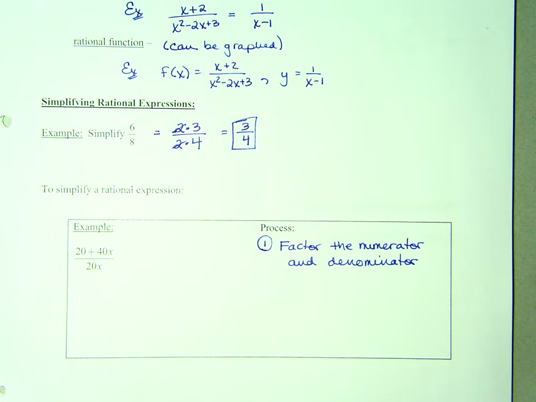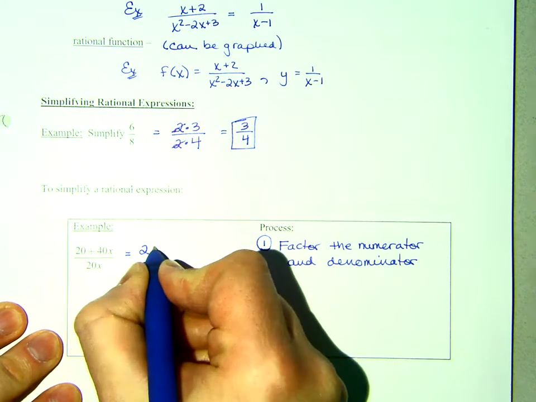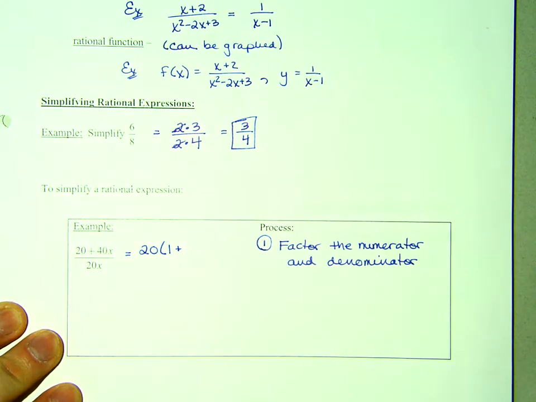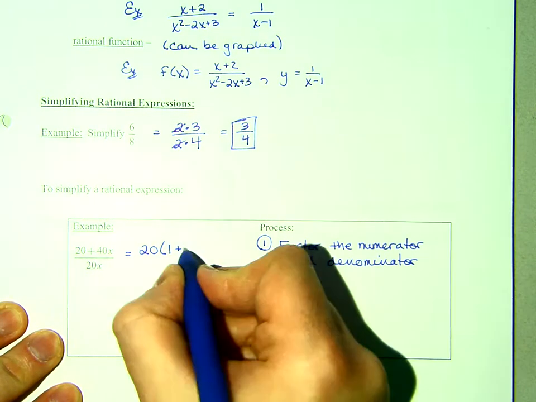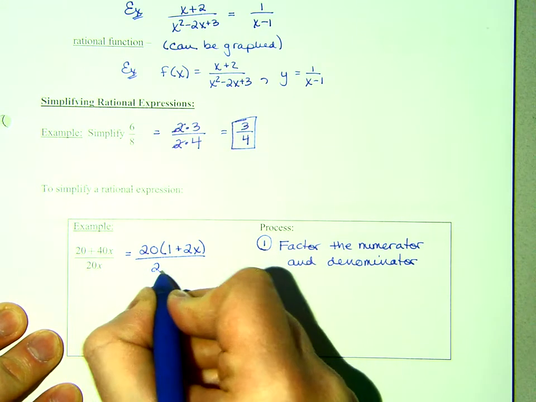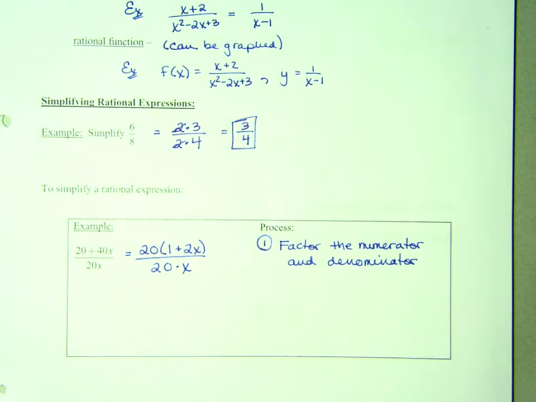Alyssa. Take out a 20. Whenever you factor, you should start by looking for a GCF, and there is one here. There's a 20, so I'm going to take that out. And I'm going to write 20 times 1 plus 2x. And the bottom is just 20 times x. It's already fine as is.